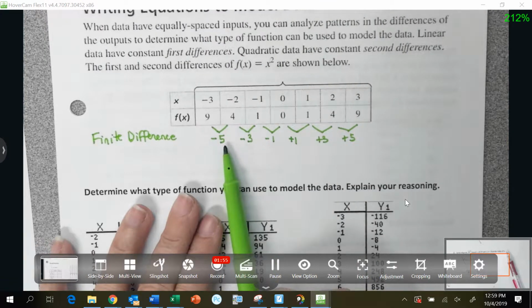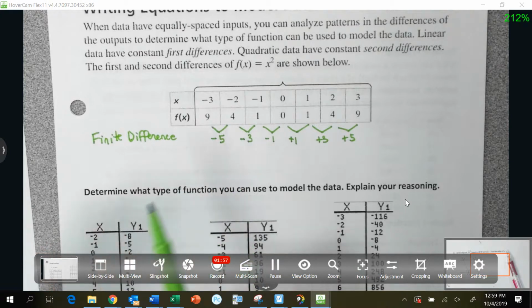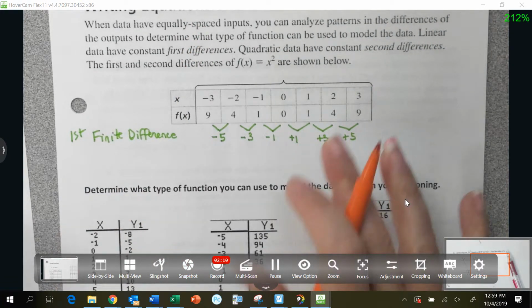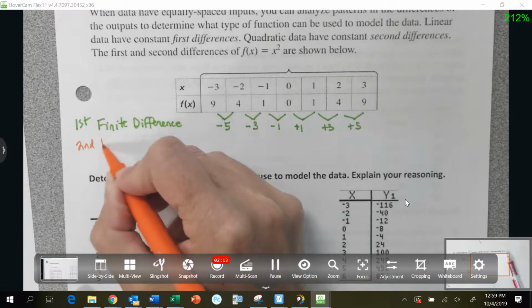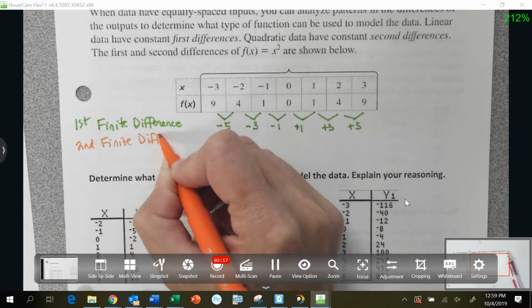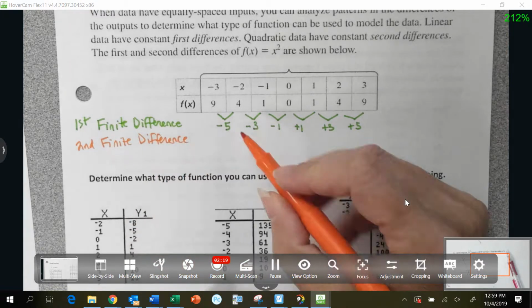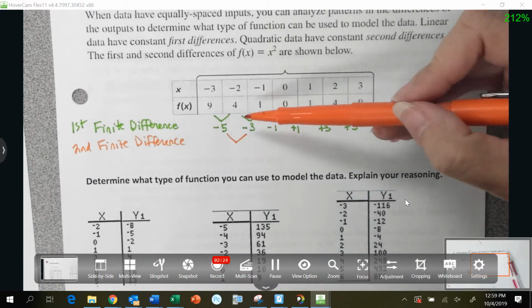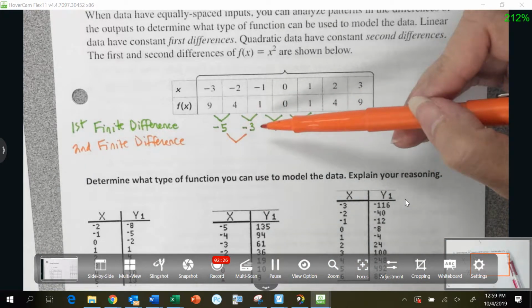So what I'm going to do next is second finite differences. These would be first finite differences, but they're not a pattern. So I'm going to take another step and I'm going to do second finite differences. So I'm going to take my -5 and my -3 and I'm going to say, what do I do to -5 to change it into -3?